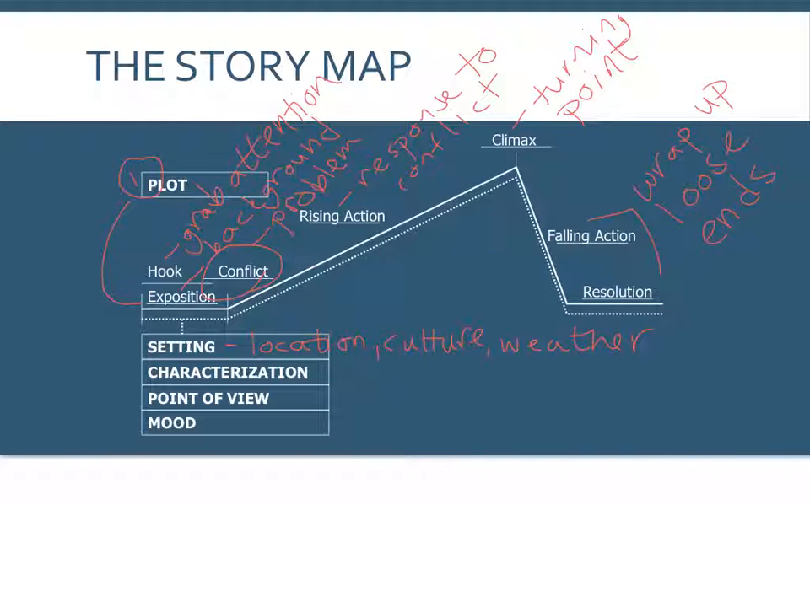Characterization, or how you create character. Those are all intentional choices you will have to make, and we'll talk about some different methods of doing that. Point of view, or who tells the story. Will it be third person, he, she, they? Will it be first person, I? And then the mood or the tone of the piece, which will be created through a combination of the plot and how you create your characters and your setting and point of view.